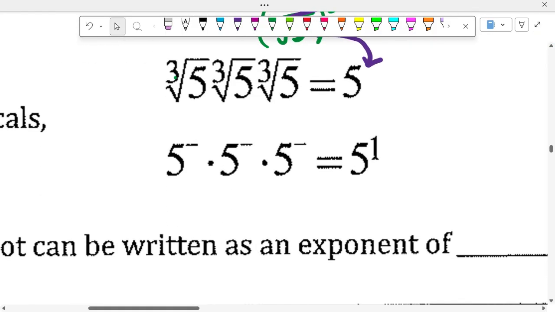Now, think way back to kindergarten. We want a whole, but we want to break it up into 3 pieces. All right? We want a whole, but we want to break it up into 3 pieces. So what should each of these fractions be? 1/3.